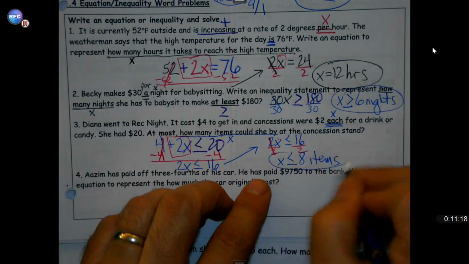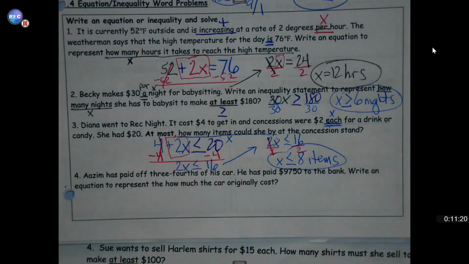So Diana could buy up to 8 items. I hope she doesn't buy 8 items. That's going to be a sugar rush. She's not going to be able to go to sleep. But I'm not worried about that. I just want the number. And so I put that down.